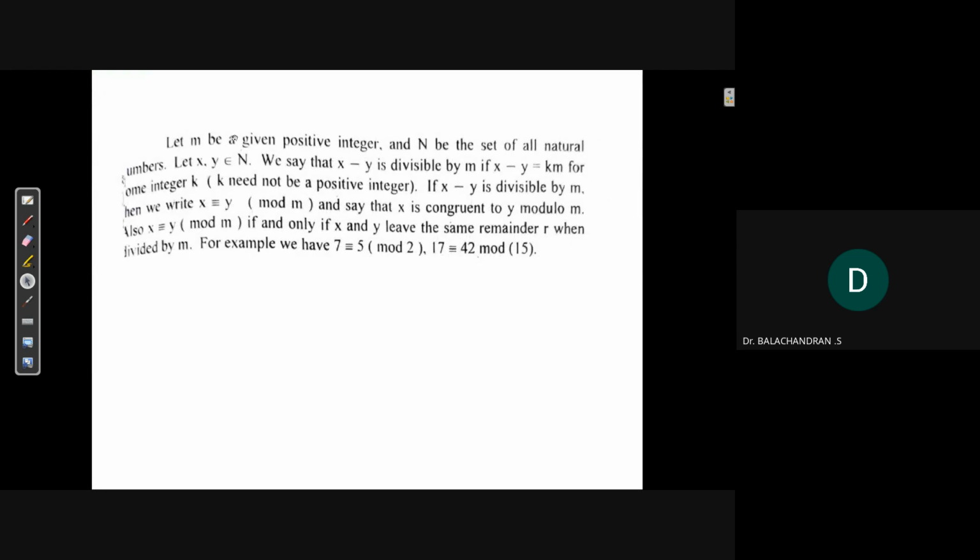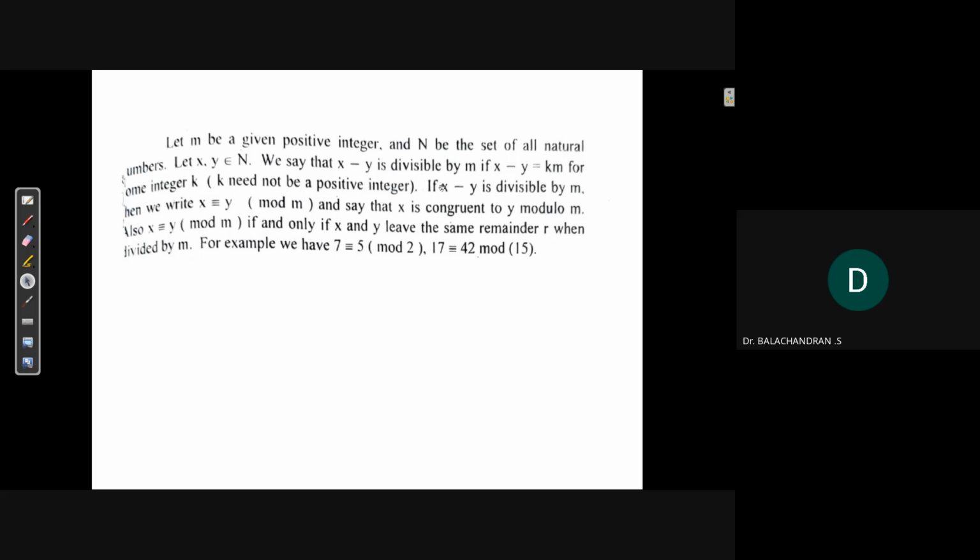So let M be the given positive integer and capital N be the set of all natural numbers, and let us take x comma y, two elements in the natural numbers. We say that x minus y is divisible by m if x minus y is equal to km for some integer k. This integer k may be a positive integer or a negative integer; it need not be positive.